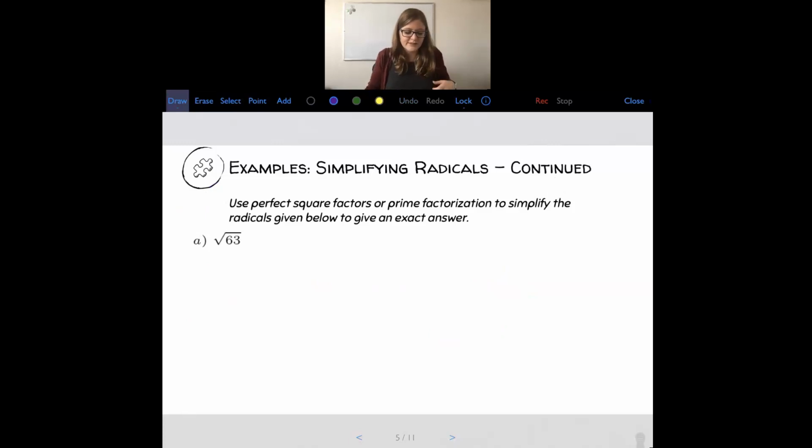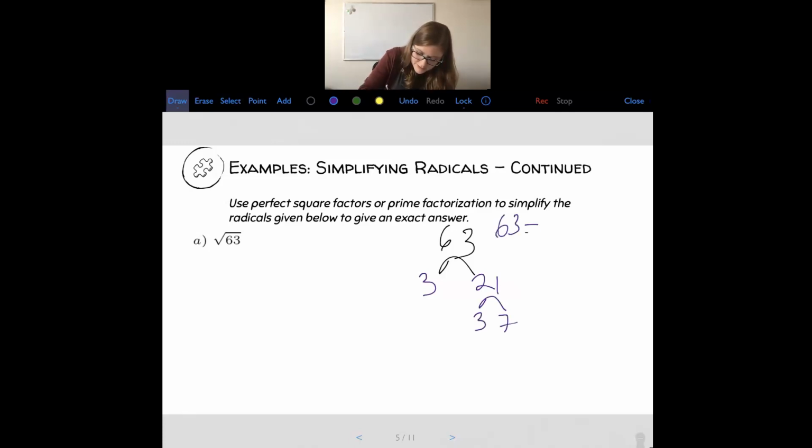Next, using prime factorization. So this is where we take 63 and we break it down into our prime factors. Prime numbers only are divisible by 1 and itself. So a number like 13 is a prime number. Okay, so 63, we can start with 3 times 21, and 21 breaks down into 3 and 7. Okay, so what this means is that 63 is equal to 3 times 3 times 7.